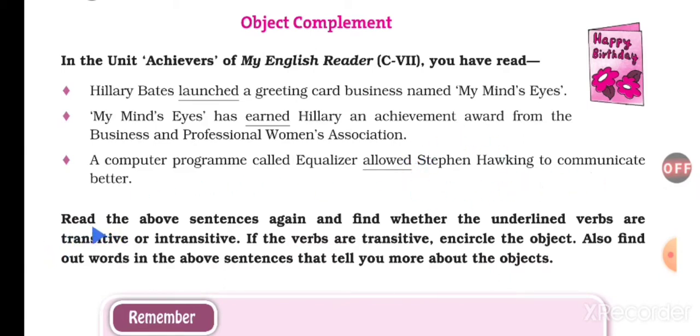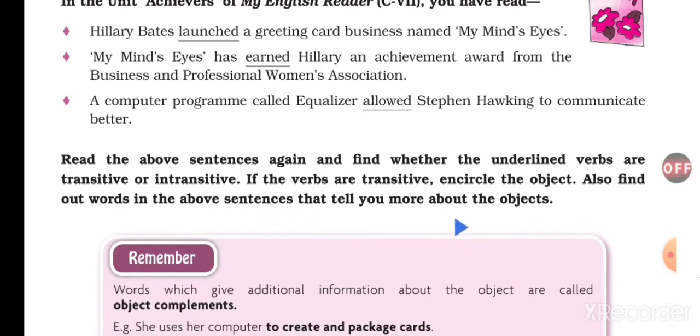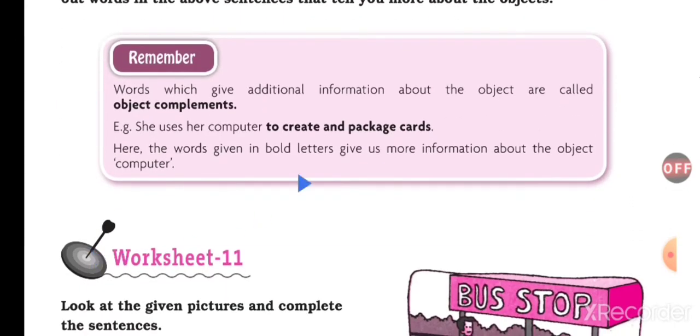Now let us read the above sentences again and find whether the underlined verbs are transitive or intransitive. All three sentences have transitive verbs. If the verbs are transitive, encircle the object. We have already encircled. Also find out words in the above sentences that tell you more about the objects. Now remember, words which give additional information about the object are called object complements.